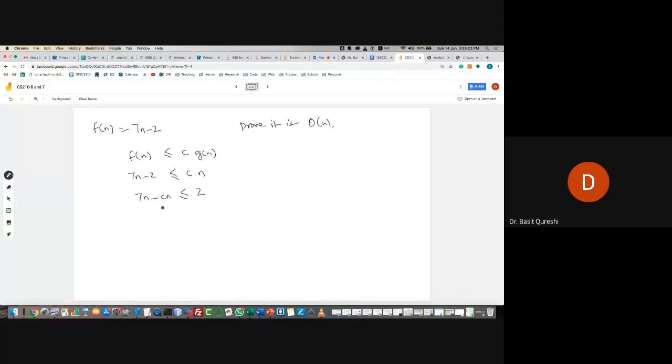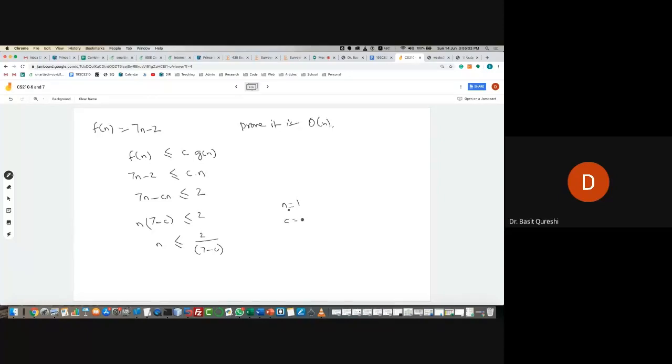Is that okay? Does it make sense? I brought 2 on the other side and cn went to the other side. So I can write (7 minus c) n less than or equal to 2. This is a constant term, so you can take it to the other side, and it's n less than or equal to 2 over 7 minus c. So let's try to prove it. Which value would this work with? More than 7. Okay, n should be 1. c should be more than 7.